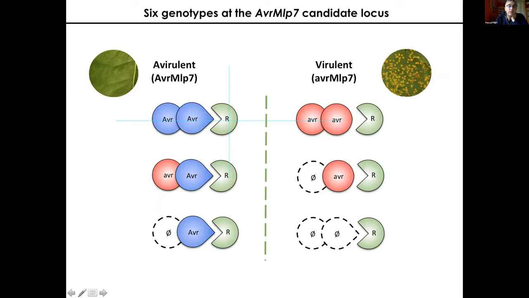So for the avirulent phenotype, we have, of course, a wild-type avirulent genotype with two copies of the avirulent allele, and the two genotypes with only one copy of the avirulent allele, which is enough to be recognized by the resistance gene of the plant, of course, of poplar, and leads to an avirulent phenotype, so no disease. And for the virulent phenotype, when disease is present, there is no copy of the avirulent allele, and there are either two copies of the mutated allele, little a vir, or two copies of the deleted allele, or a combination of deletion plus mutated allele. So there are six different genotypes, theoretically.